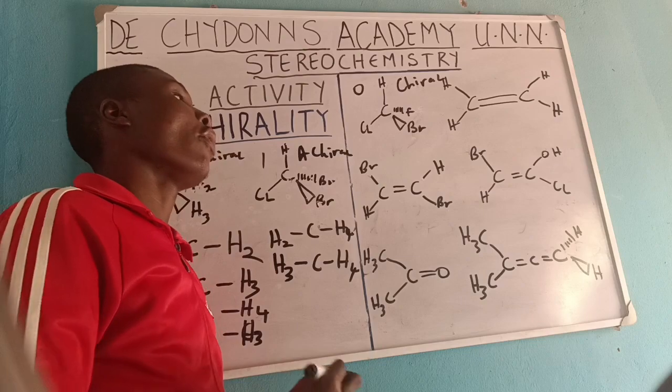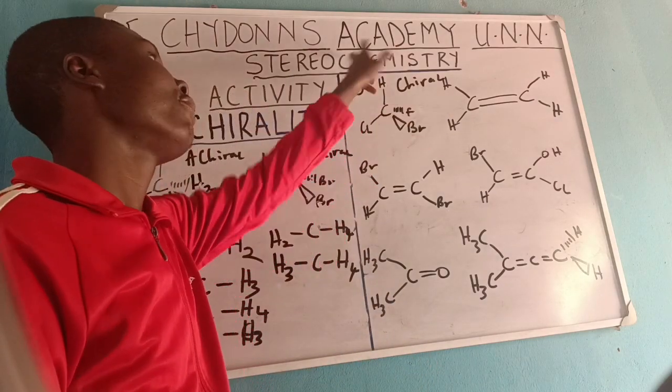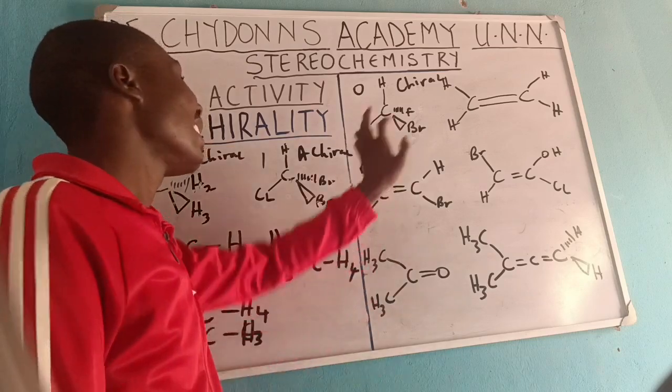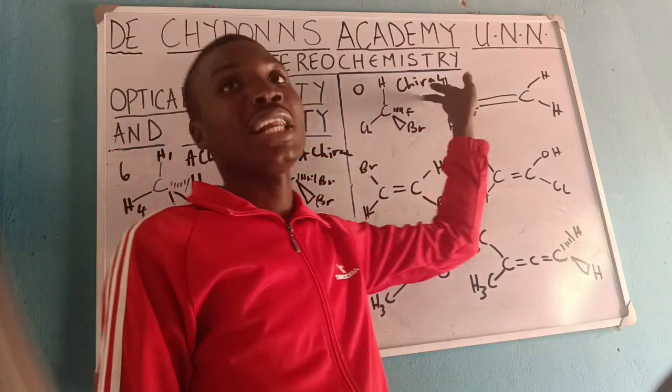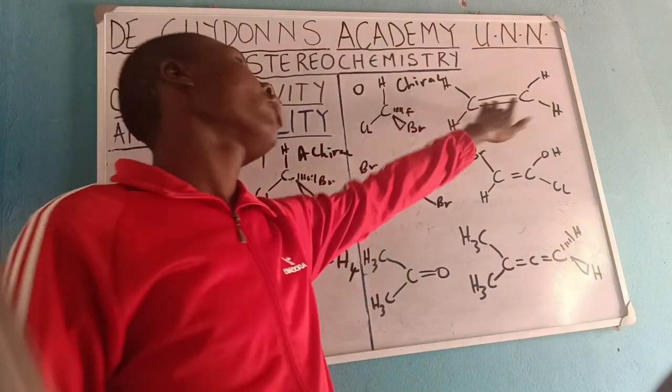Now for you to just take note, whenever you have a carbon that has 4 different substituents attached to it, that carbon or that compound is usually a chiral compound. So it's very important you take note of that. Now let us go to this particular compound.